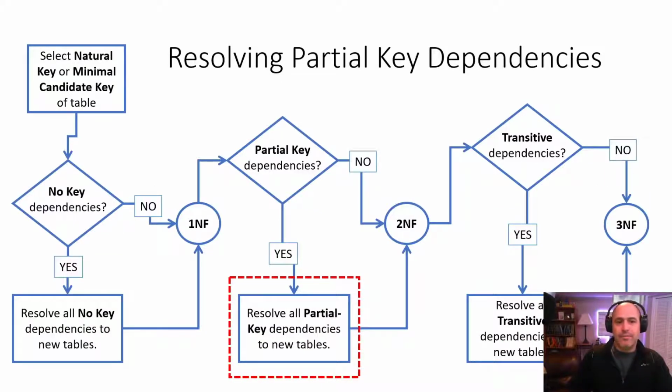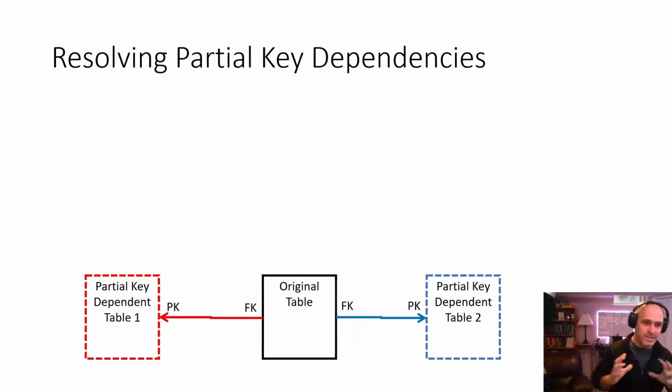So how do we go about resolving those partial key dependencies into new tables? Here we go. So in the center, you have your original table. And then each of the partial dependencies go into one table, and the other partial dependencies go into the other. If you only have partial dependencies with one side, you're only going to make one table. That's okay. But in this case, we have partial dependencies with both keys. So we will introduce two new tables.